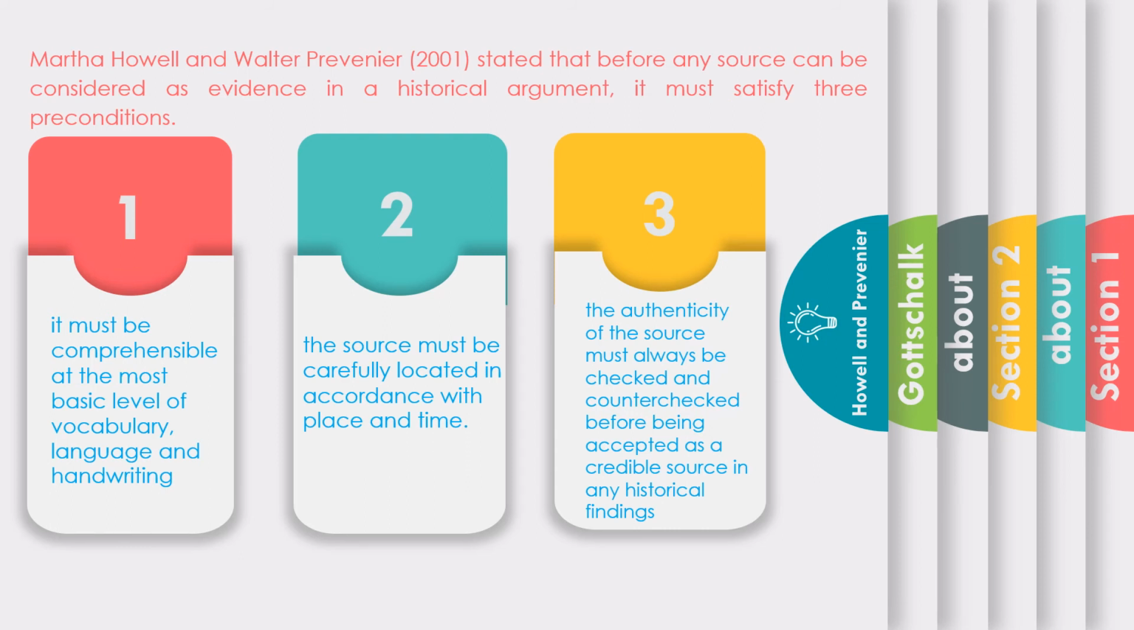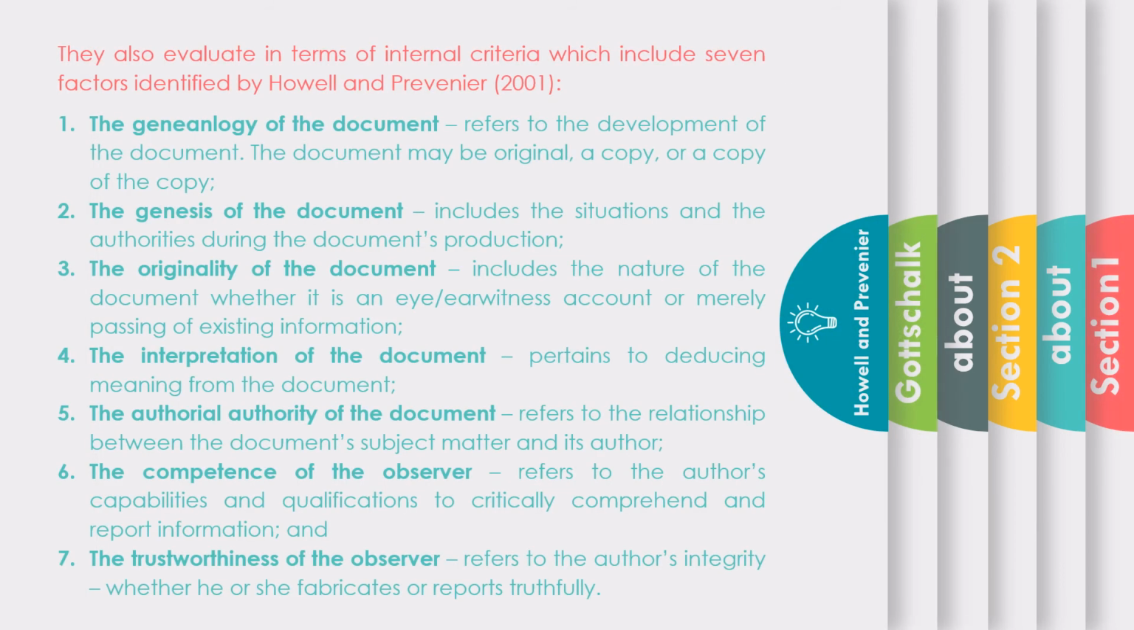For more information about Martha Howell and Walter Prevenier, they have a book entitled "From Reliable Sources: An Introduction to Historical Methods." They also evaluate in terms of internal criteria, which include 7 factors. First, the genealogy of the document. This refers to the development of the document. The document may be original, a copy, or a copy of the copy.